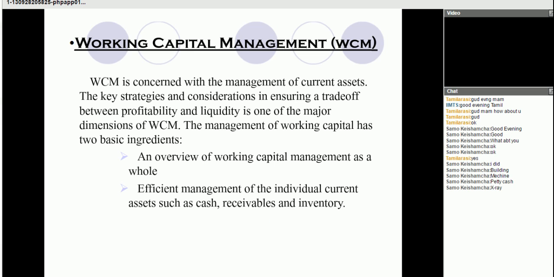Is it clear? Tamil and Samu? Tamil, are you getting it?